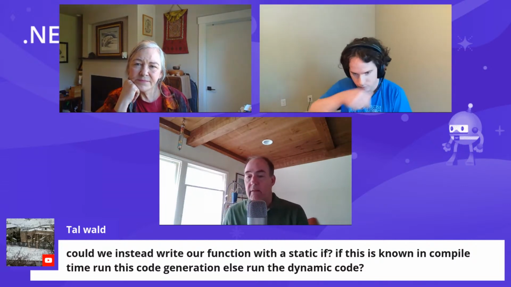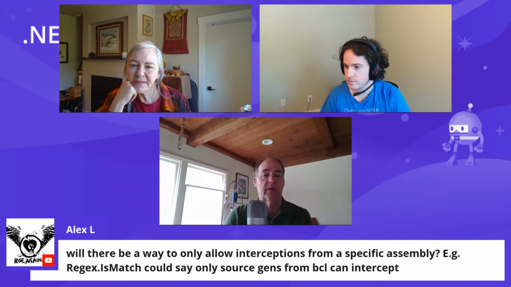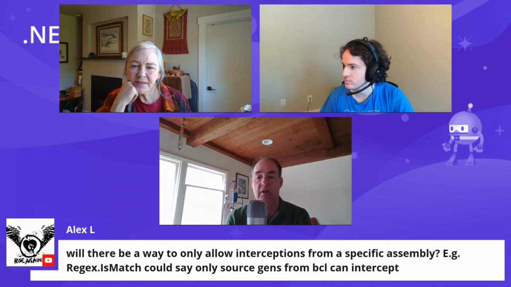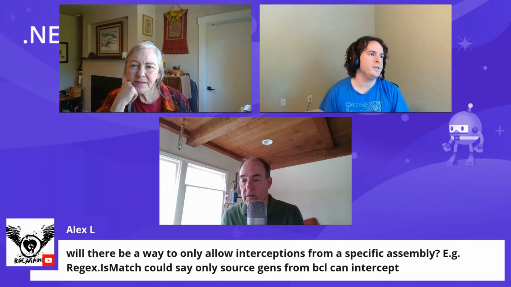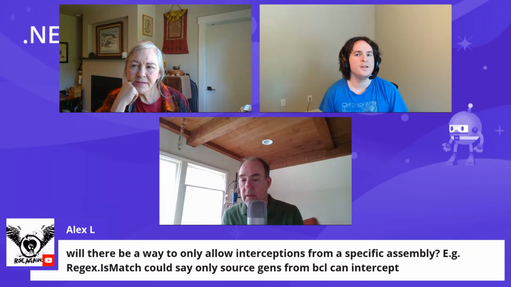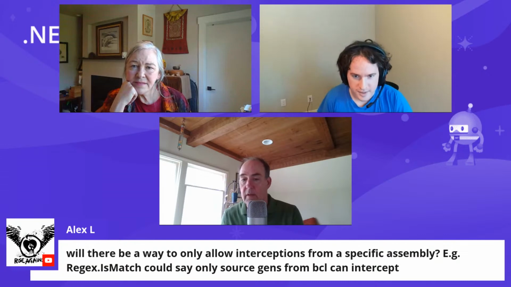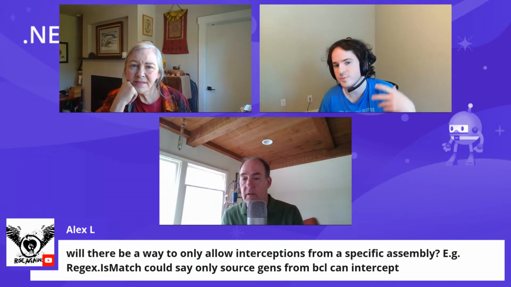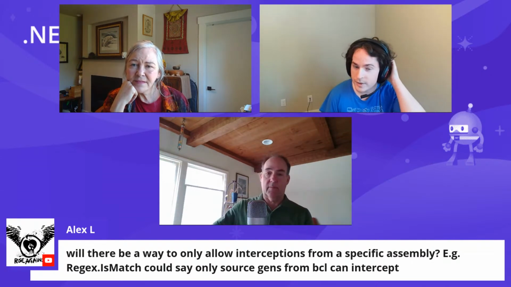Mm-hmm. And two other really good questions have just been added. Is there a way to only allow interceptors from a specific assembly? In other words, regex's max could say only source gens from the BCL can intercept this. Yeah, this is something that we considered a bit. We're not sure if we would want to put that limitation into the BCL itself, for example, say only assemblies with a certain name or certain public key token can do the interception, right? Sort of like how InternalsVisibleTo works.